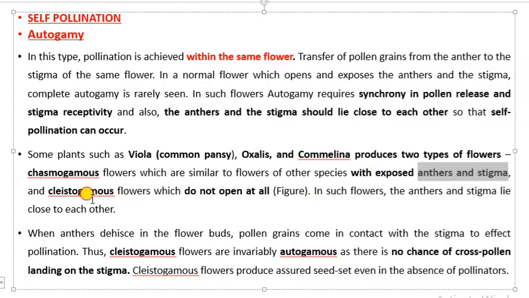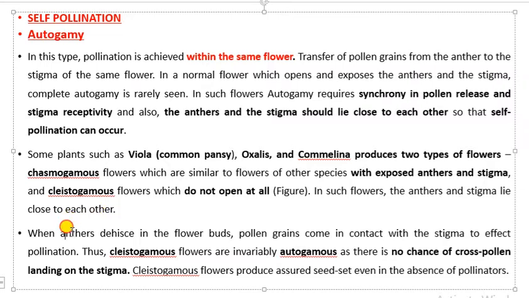Whereas in the case of cleistogamous flowers, as the flower does not open at all, the anther and the stigma lie very close to each other, and no other pollen is capable of reaching the stigma of the flower. As a result, in cleistogamous flowers there will always be self-pollination. So autogamy always takes place in cleistogamous flowers because these flowers do not open at all.